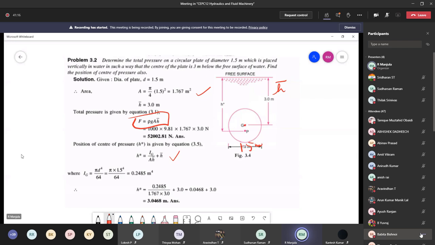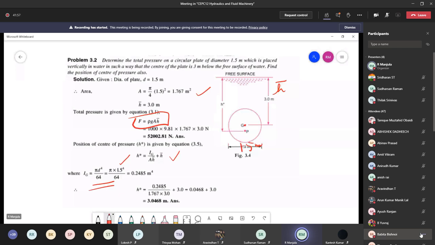Okay. Now H star is equal to Ig by A H bar plus H bar. This is the center of pressure which you are going to find out. Now here, Ig is with reference to the center of gravity. So Ig is equal to pi d power 4 by 64. You can calculate your Ig here, with D as 1.5 because the diameter is given as 1.5 meter. Then substitute here A into H bar, H bar is 3 meter.